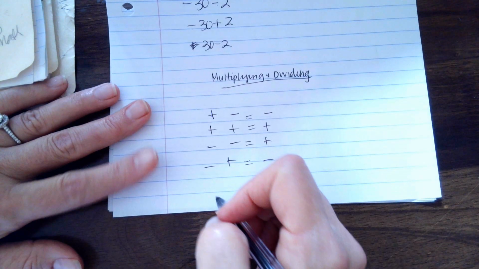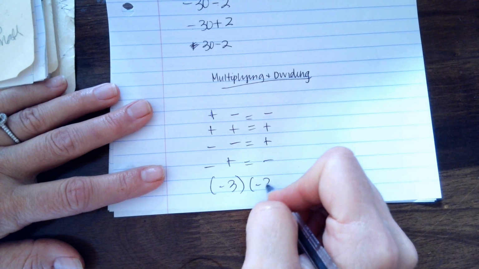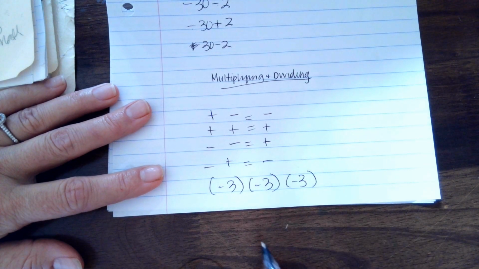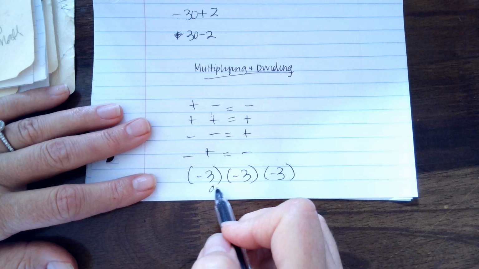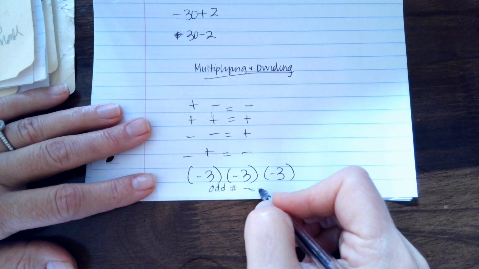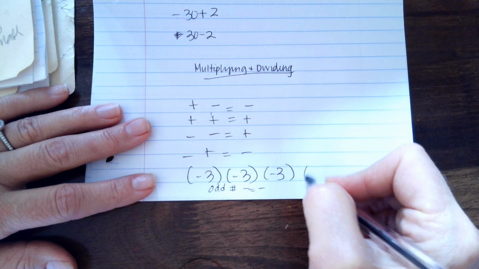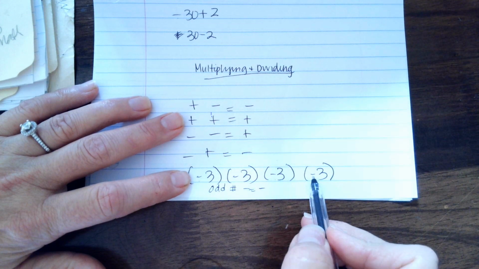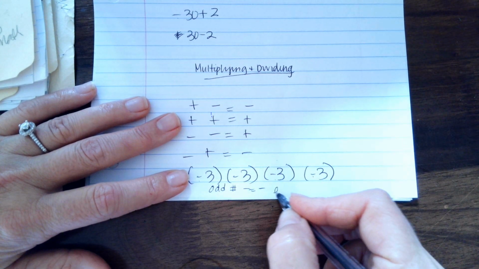Now, sometimes we have what you saw in your homework, and you might have more than one of these. So if there's an odd number of negative signs, the answer is negative. And if you had an even number, like in this one, we have 1, 2, 3, 4 negatives, the answer is positive.